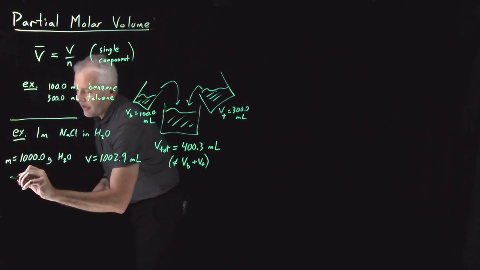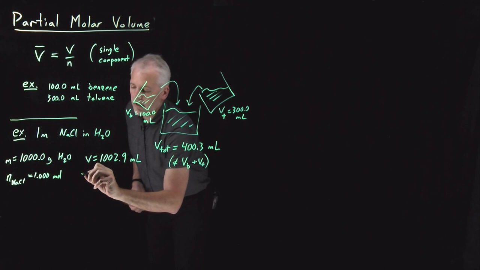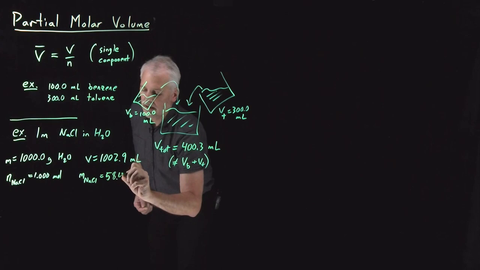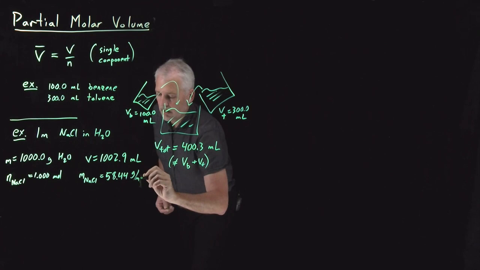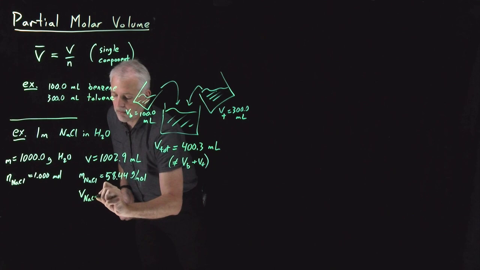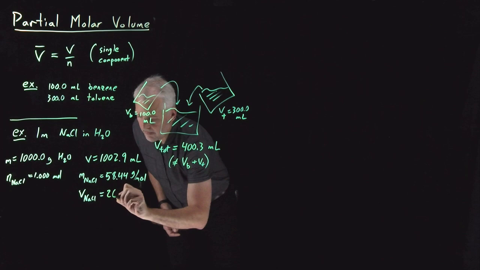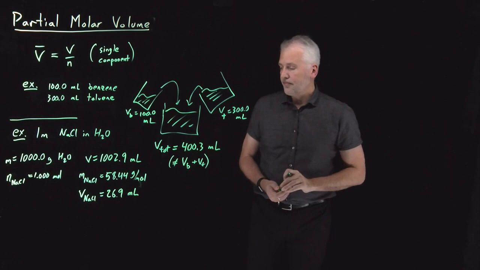I'll dissolve in that 1 mole of sodium chloride. Sodium chloride has a molar mass of 58.44 grams per mole. So the mass of 1 mole of sodium chloride is 58.44 grams. If I know the density of solid sodium chloride crystals, I can also figure out the total volume of sodium chloride that I'm going to dissolve into that solution. That volume works out to be 26.9 milliliters. So that's the total volume of the salt crystals that I'm about to dissolve in 1,002.9 milliliters of water.